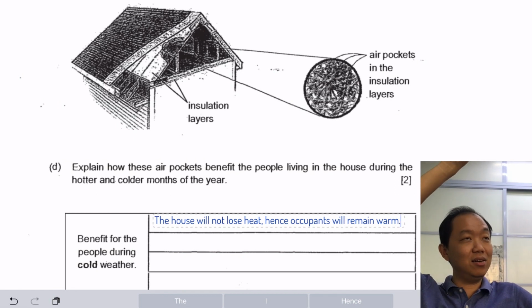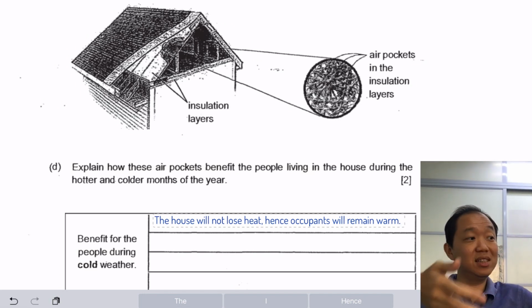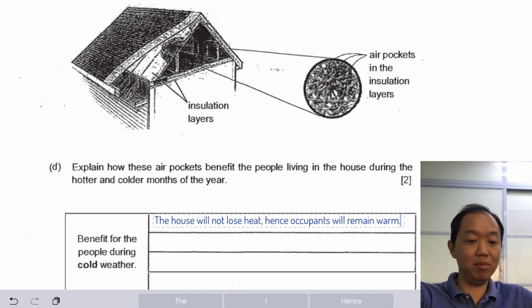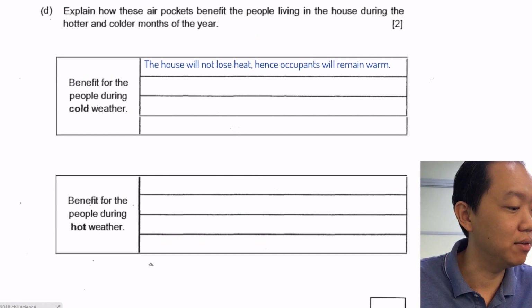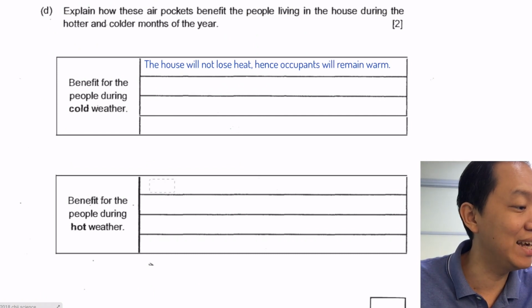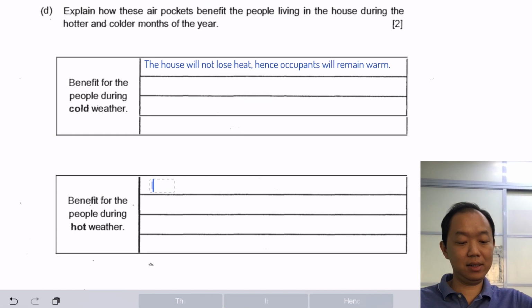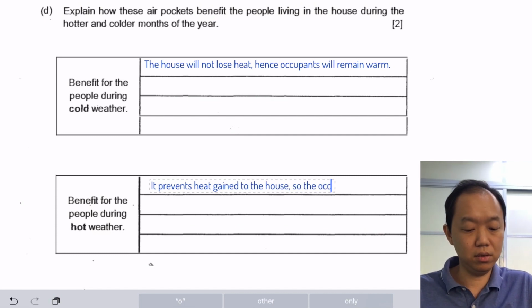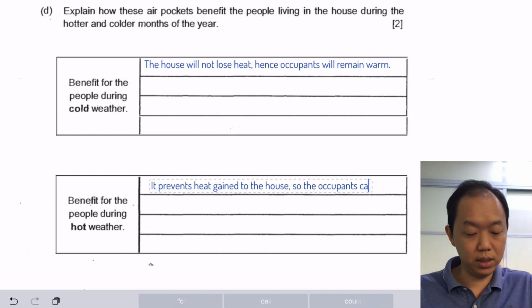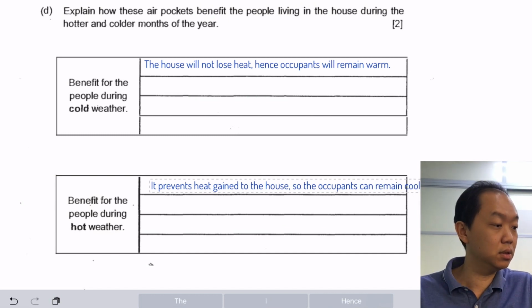But in Singapore, is it to prevent heat loss? No, Singapore is the reverse. It's very hot. So it's actually the second box. What's the benefit during hot weather? Prevent heat gain. It prevents heat gain to the house, so the occupants can remain cool.